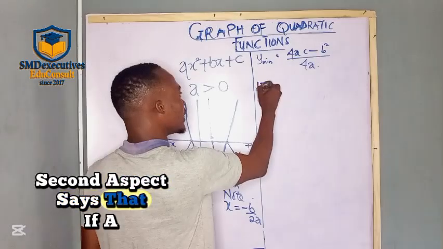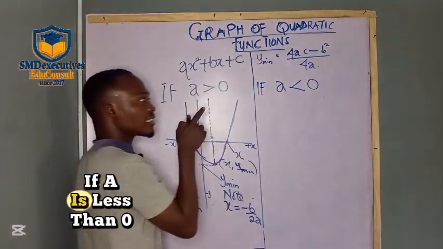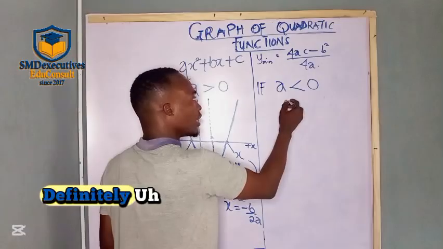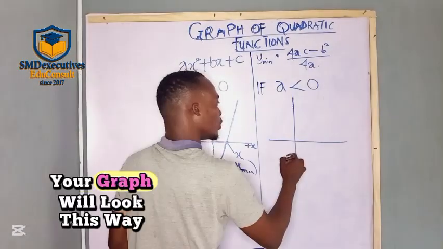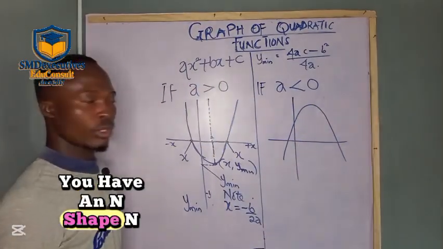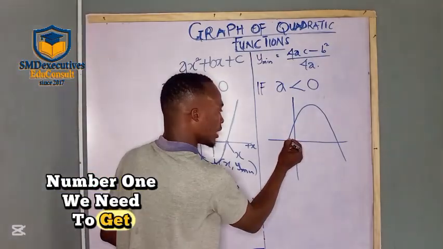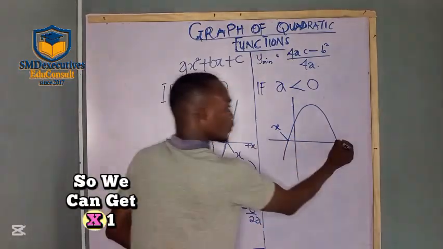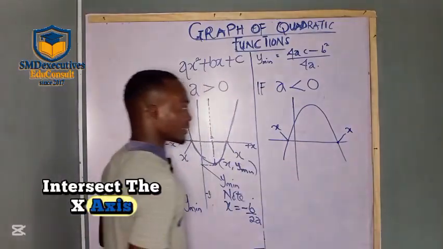Second aspect says that if a is less than 0, definitely it means that your graph is going to look this way. Your graph will have an N shape like this. So what are the things we need to get? Number one, we need to get the x here. So we can get x1 and x2. Those are the points where the graph intersects the x-axis.